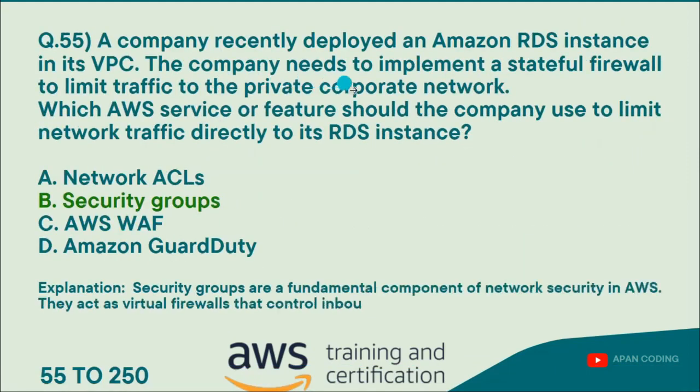A company recently deployed an Amazon RDS instance in its VPC, virtual private cloud. The company needs to implement a stateful firewall to limit the traffic to the private corporate network. Which AWS service or feature should the company use to limit network traffic directly to the RDS instance? What will the answer be, friends?